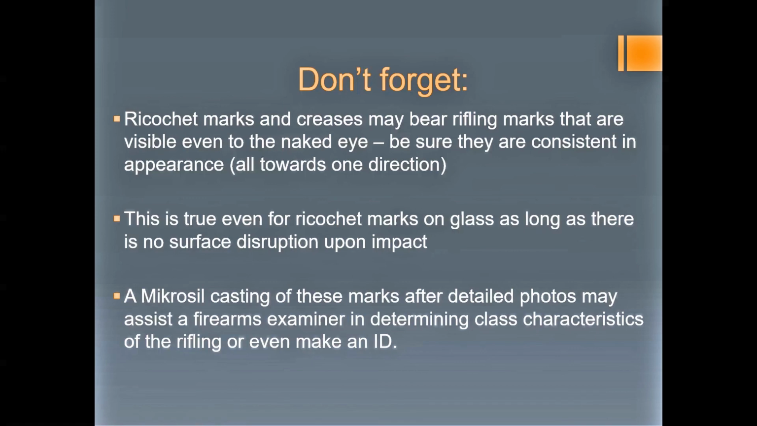The measurements between the marks of the rifling can give us class characteristics, right? It can tell us something about the rifling, the lands and grooves. And also our rifling, left twist or right twist. But it could be so distinct that a firearms examiner can actually say, this is the bullet that created that mark, or whatever bullet created that mark was fired from this firearm. So that's pretty precise. Microsil can do a very good job out there.